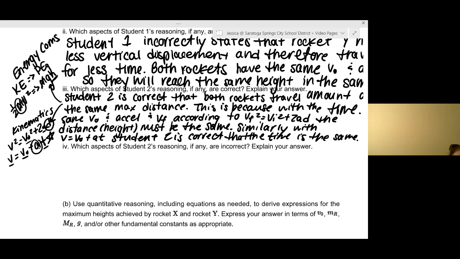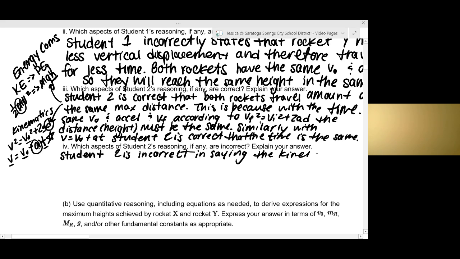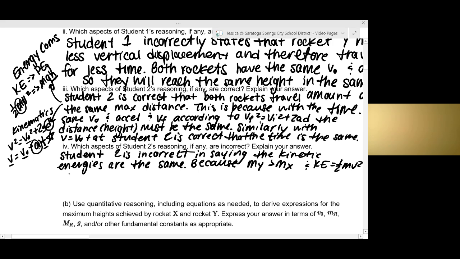All right, and then which aspect of student 2's reasoning, if any, is incorrect? So student 2 is incorrect in saying the kinetic energies are the same, because mass Y is greater than mass X, and kinetic energy is 1/2 mv squared. The kinetic energy of Y is going to be greater than the kinetic energy of X.